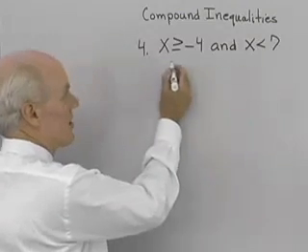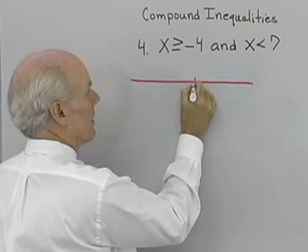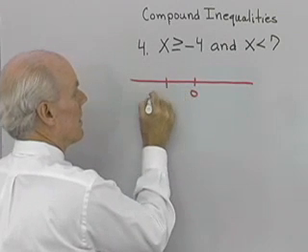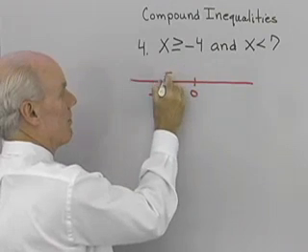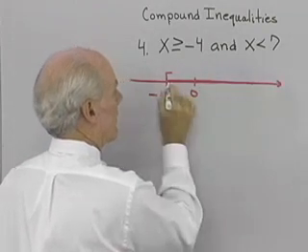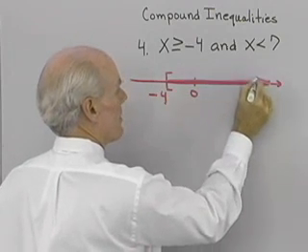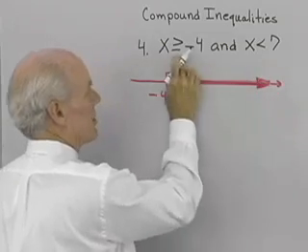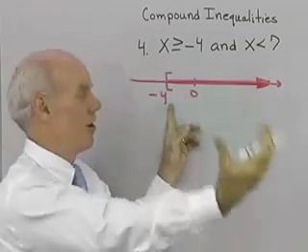So let's use our same procedure, though, and graph this inequality. I'll put in 0 for reference, -4. I want x greater than or equal to -4. So from here all the way out here. So let's graph that this way. So here's my solution set for my first inequality. x is greater than or equal to -4. So from -4 all the way on out.